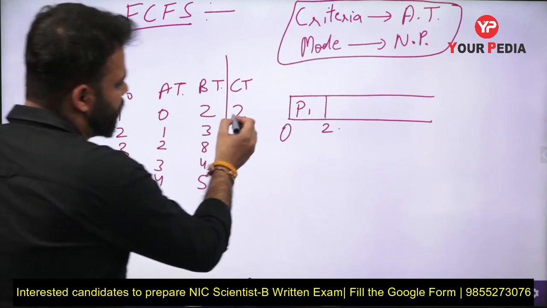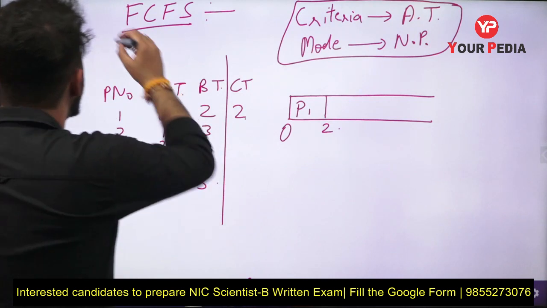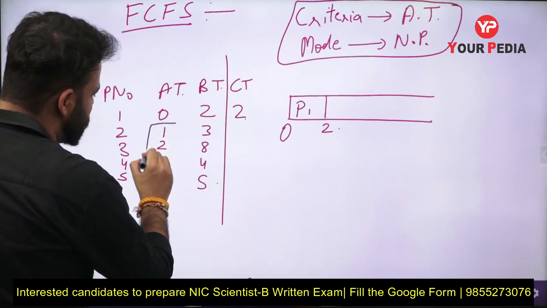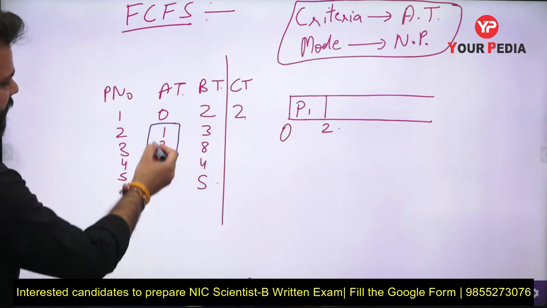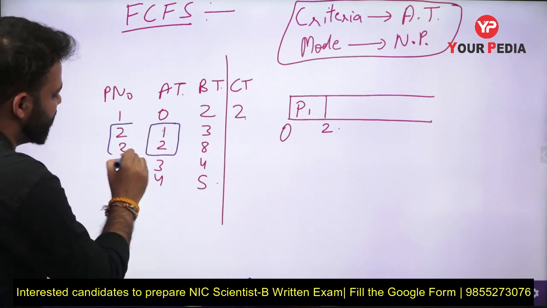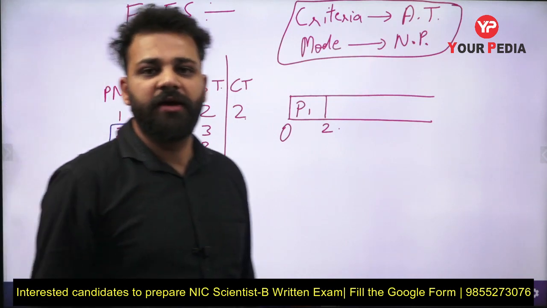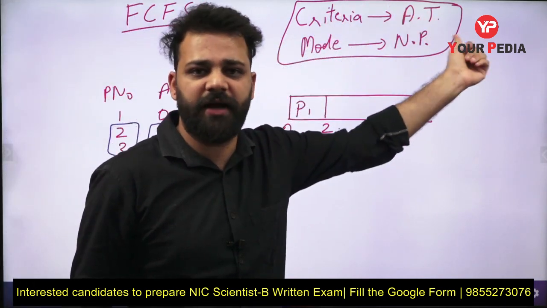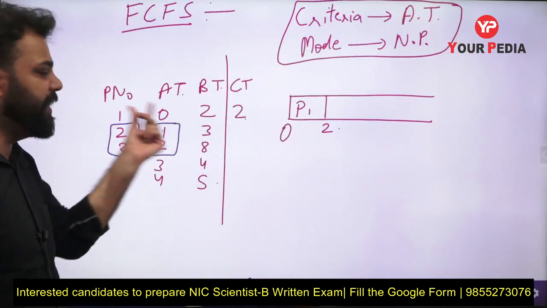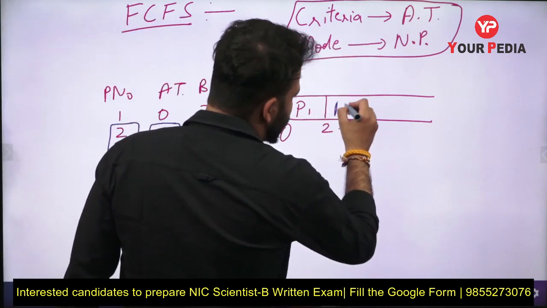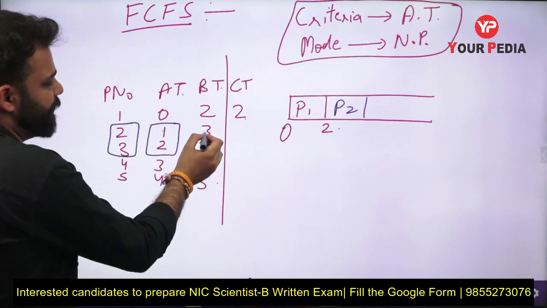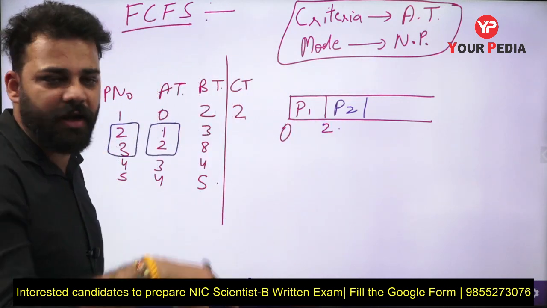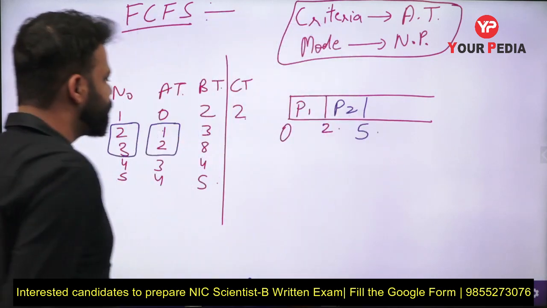After that, at 2 seconds, 2 new jobs have arrived into the system. So which jobs have arrived? The jobs that have arrived into the system are P2 and P3. Now out of P2 and P3, the criteria that we use is arrival time. So which job arrived first? P2. So P2 will be given the CPU and it will complete its execution for 3 seconds. If it started at 2 seconds, it will complete at 5 seconds.